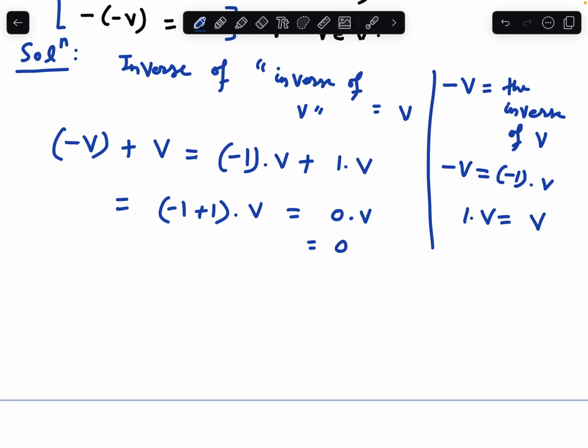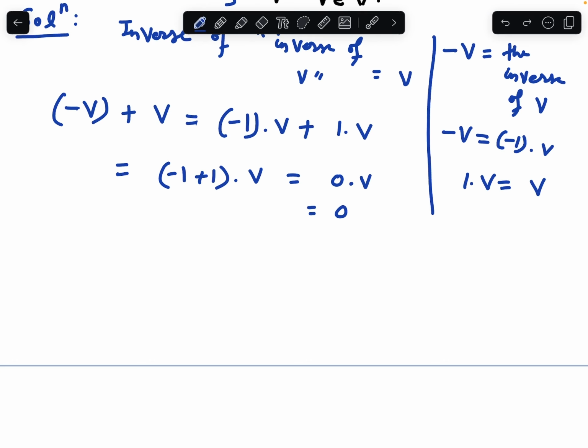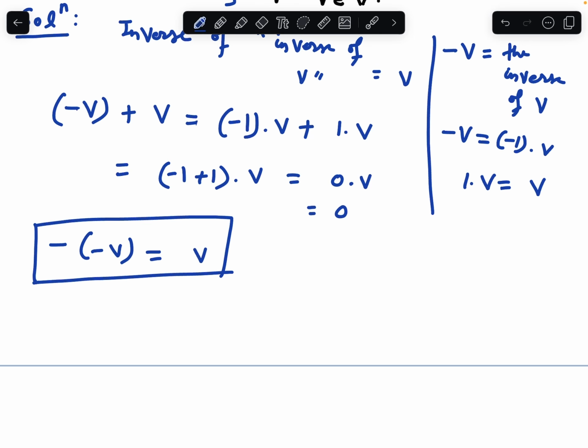So what does this mean? It means something plus something is 0. So by definition of inverse, we can say that minus of minus V is just V. So this proves the statement, right?